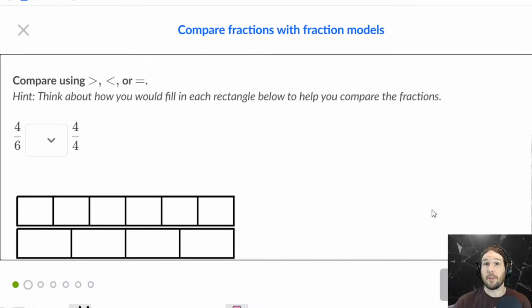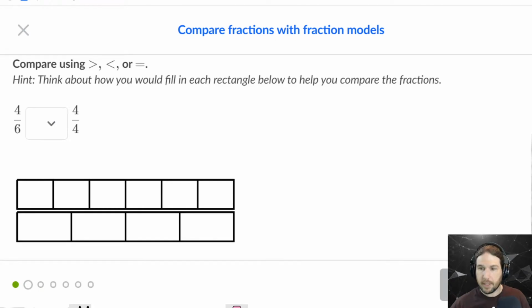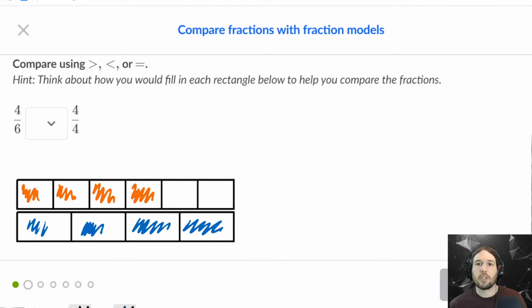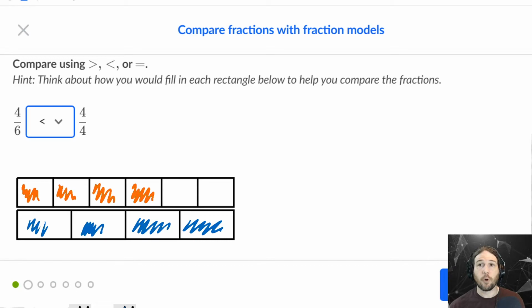Now, 4/6 on the other hand, now we're comparing denominators. Now we've got one rectangle that's cut into 6 pieces, and we're going to shade. In fact, let's go ahead and actually do this. We're going to shade 1, 2, 3, 4 of them. We shade 4 out of the 6. And then in the bottom row, we're going to shade 4 out of the 4. So we're going to shade all 4 of these. 1, 2, 3, 4. So I want you to understand why it is that 4 fourths is bigger than 4/6.